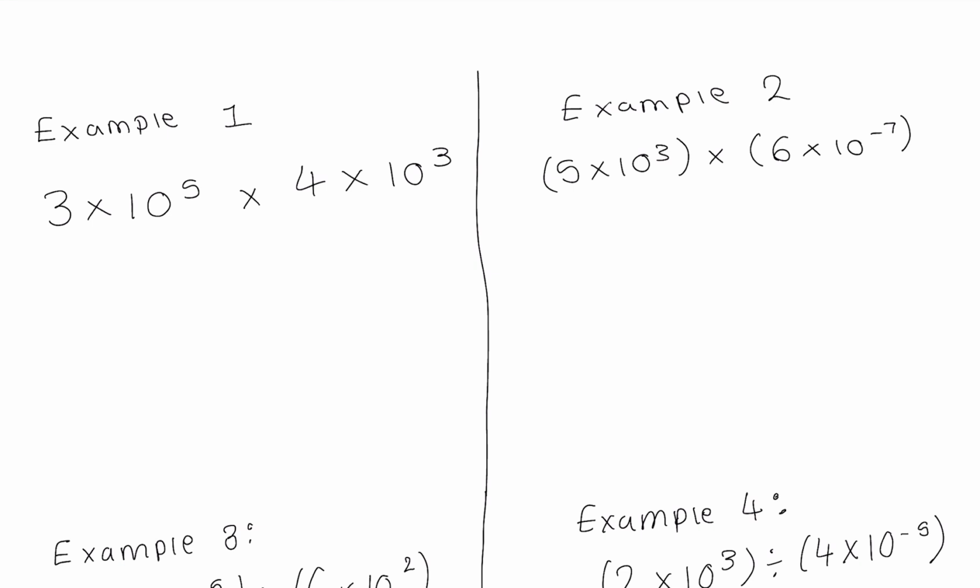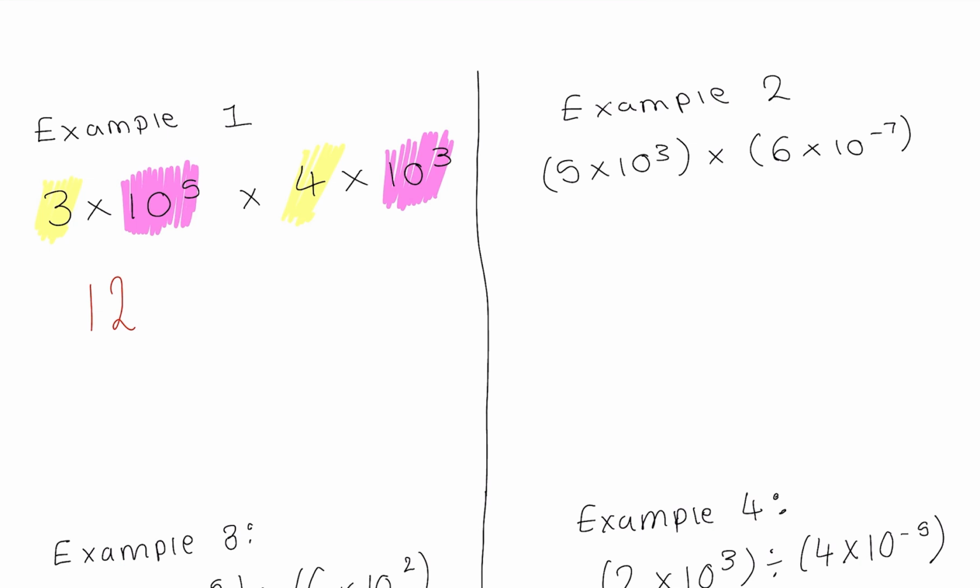So this one here, when we're multiplying or dividing in standard form, we first look at our numbers. So I want to do 3 times 4 to start off with, which gives us 12. I then look at my powers of 10. So I've got 10 to the power of 5 times 10 to the power of 3.